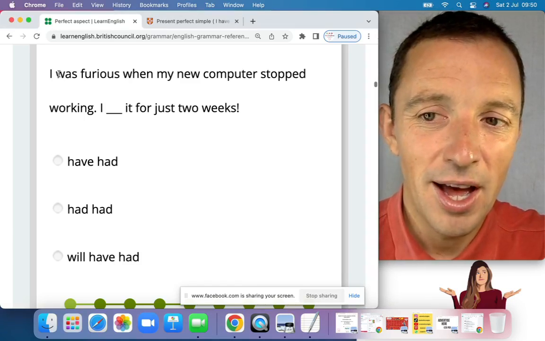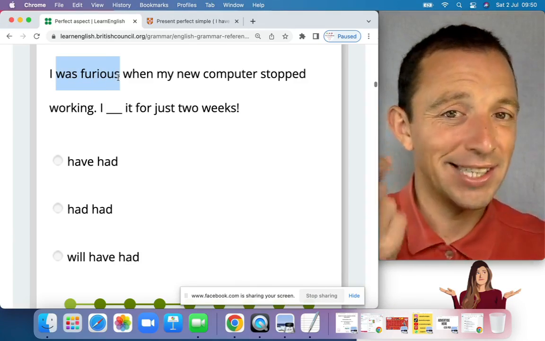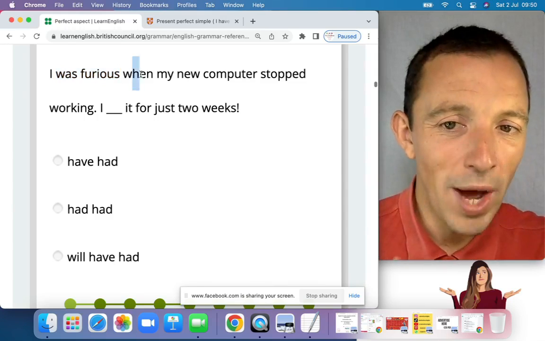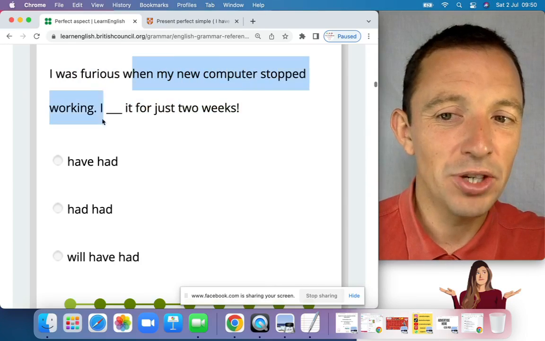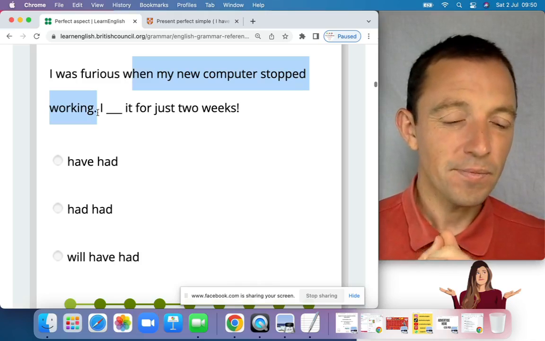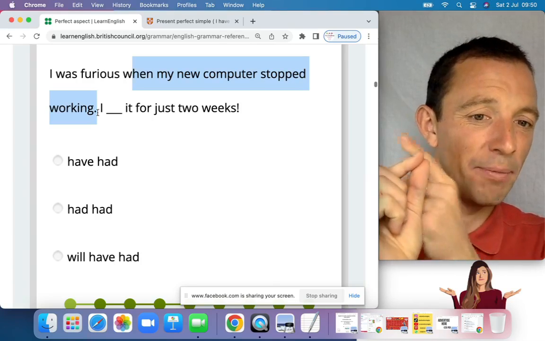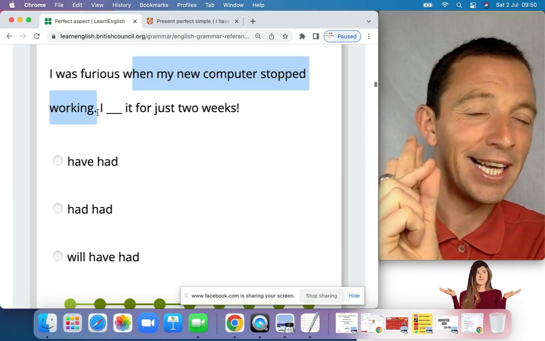First, I was furious. That's the past simple. I was angry. I was furious when my new computer stopped working. So that's the past simple. I was furious when my computer stopped working. And again, that's the past.